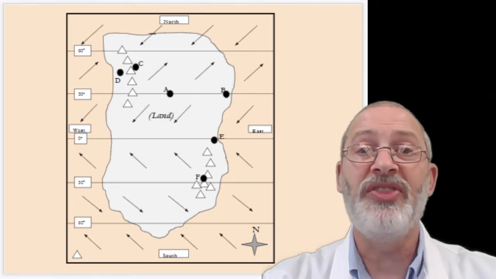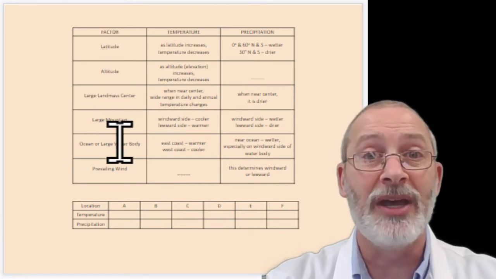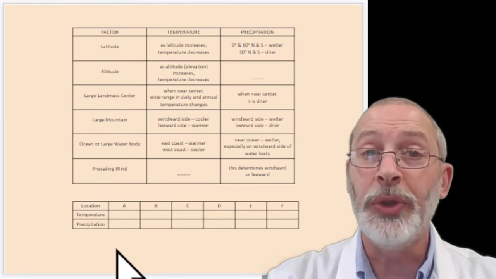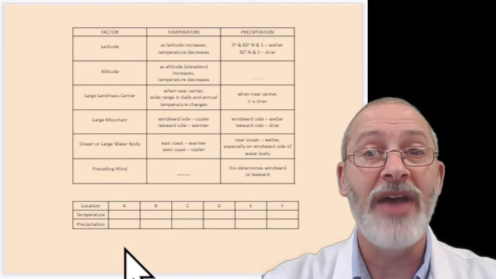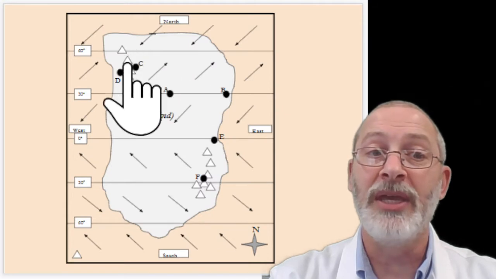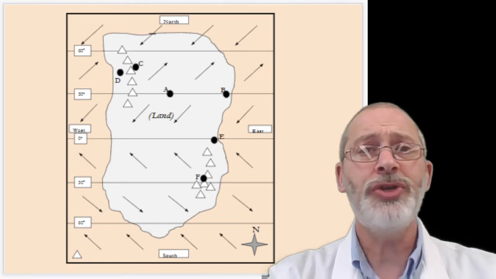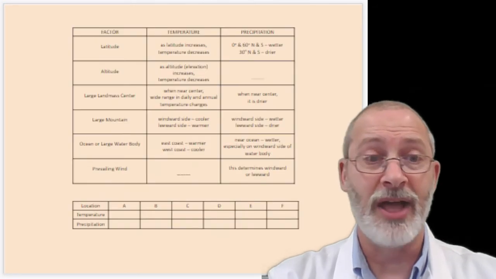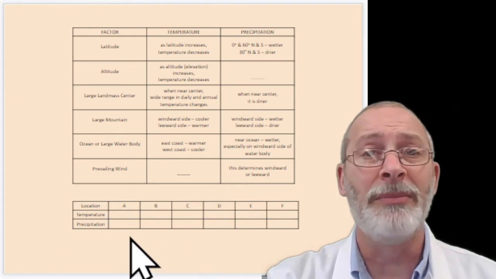In other words, be thinking about all of these factors that affect the climate of an area. We discussed them over the last couple of days, and they are included in this lab activity under the first column entitled Factor. So pay attention to the factors that affect the climate in these different areas located on your map. Now, as you're examining your map and considering the factors affecting the climate, your answers are going to go on this table at the bottom of the page.